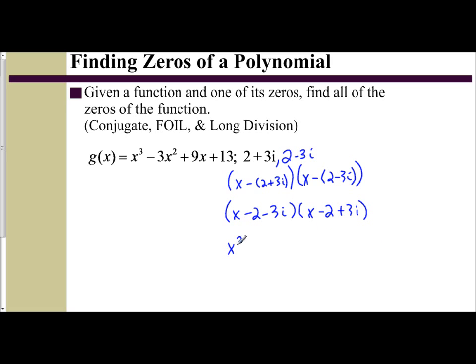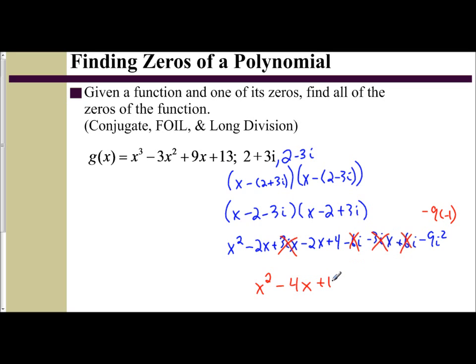We're going to get x squared minus 2x plus 3ix. Distribute the negative 2, you're going to get negative 2x plus 4 minus 6i. Distribute the negative 3i, you're going to get negative 3ix plus 6i minus 9i squared. The 3ix, negative 3ix cancel, negative 6i and 6i cancel. And I'm going to combine like terms. I get x squared minus 4x, 4 minus 9i squared, negative 9 times negative 1 is a positive 9, so that's plus 13. And so I'm going to do long division with x squared minus 4x plus 13.